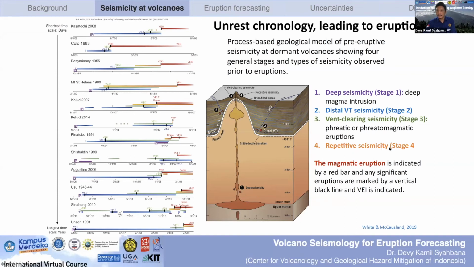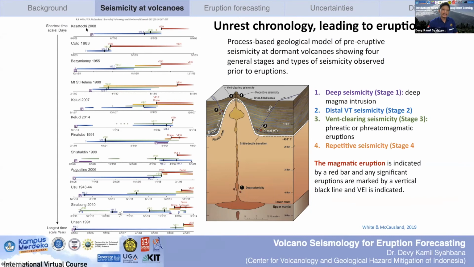And then the repetitive seismicity, stage 4, like I said, like the harmonic tremor, the repetitive hybrid events, and also the spasmodic burst. That's repetitive seismicity. Seeing this sequence, we will look at the case of different volcanoes.